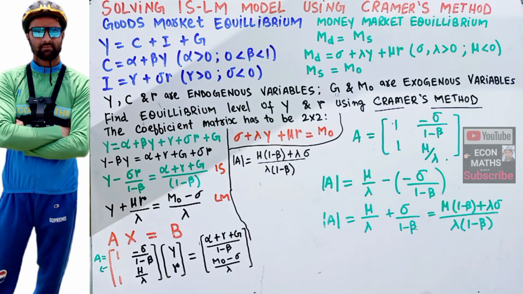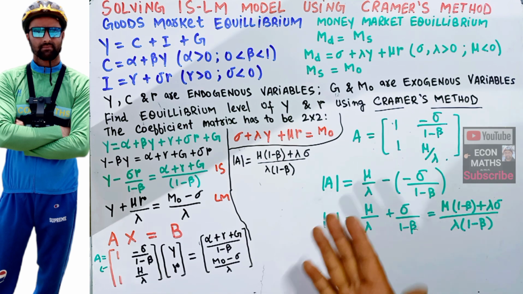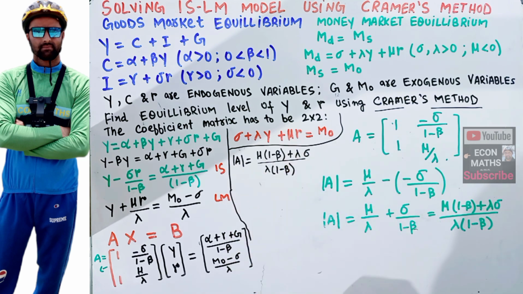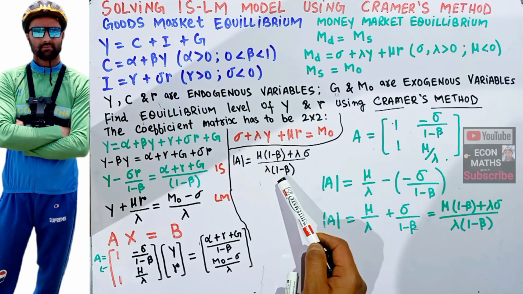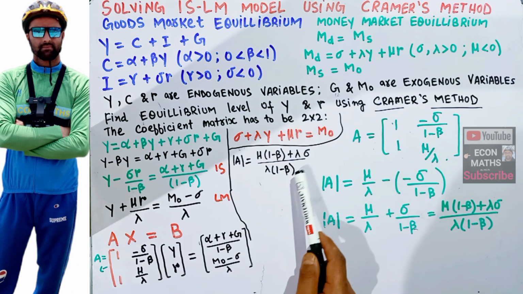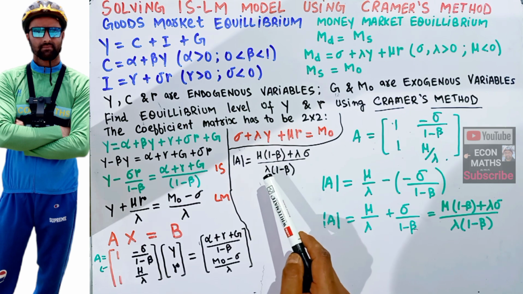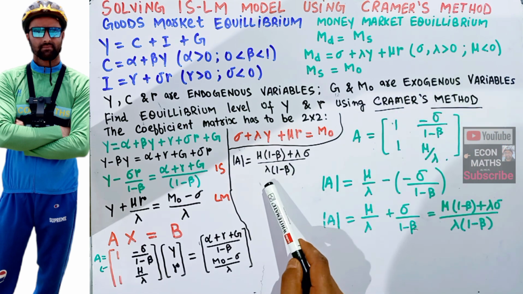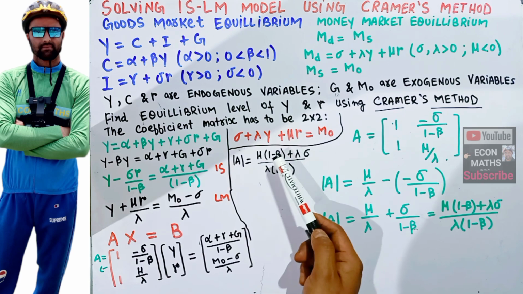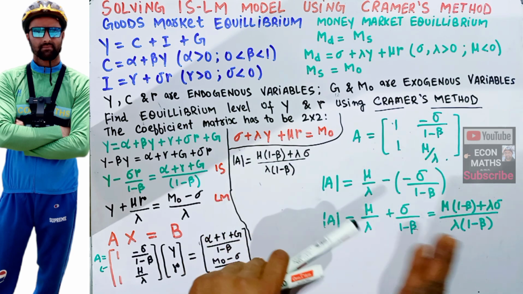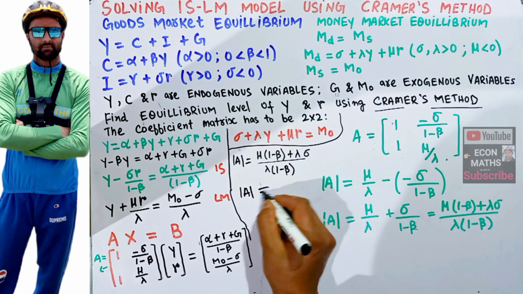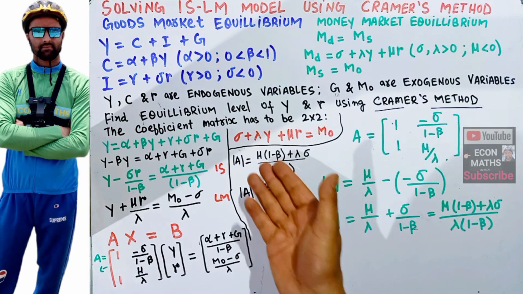For the feasibility of solving using Cramer's rule, this determinant should not be equal to 0, and of course it is greater than 0. Why? Beta lies between 0 and 1, so 1 minus beta is always positive. Lambda is greater than 0, so our denominator will be greater than 0. So the system of equations is viable when the determinant is not equal to 0, and it will not be equal to 0 because of these very parameters.